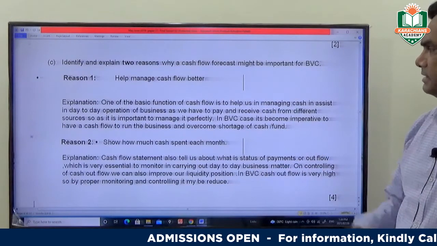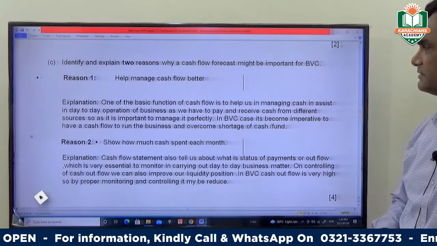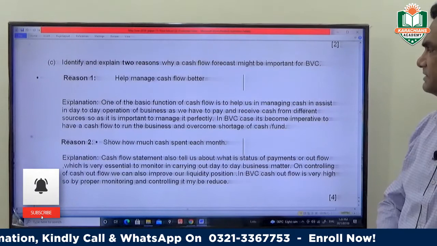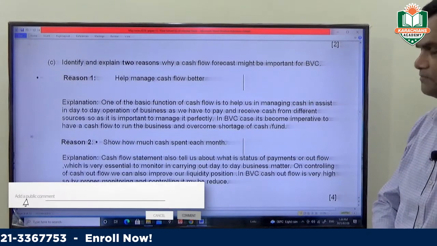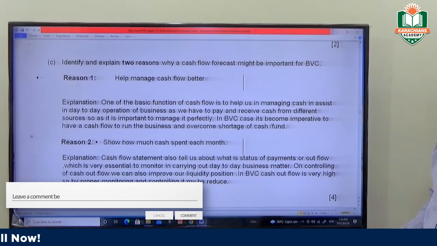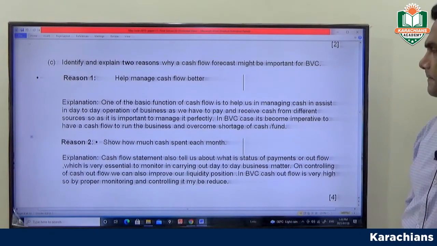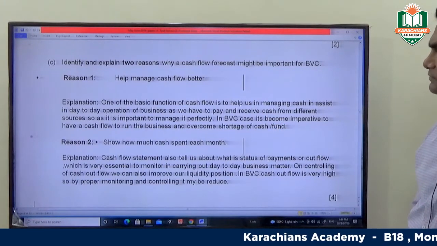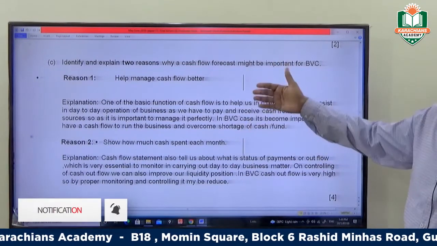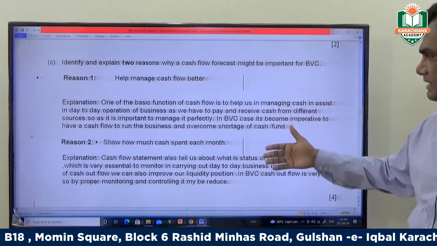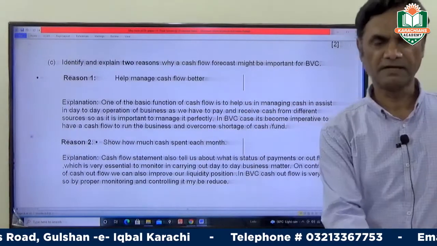How it manages cash flow better means if we have a cash flow forecast system, we can easily manage our cash flow. Explanation: one of the basic functions of cash flow is to help us in managing cash and assist in day-to-day operation of business, as we have to pay and receive cash from different sources, so it is important to manage it perfectly. In BVC's case it becomes imperative to have a cash flow to run the business and overcome shortage of cash fund. If they manage their cash flow in a very good manner, they can easily manage their cash. Therefore it's very important to have a cash flow.